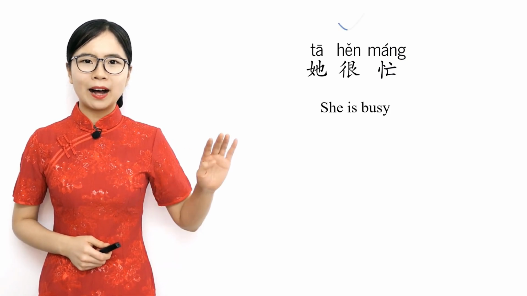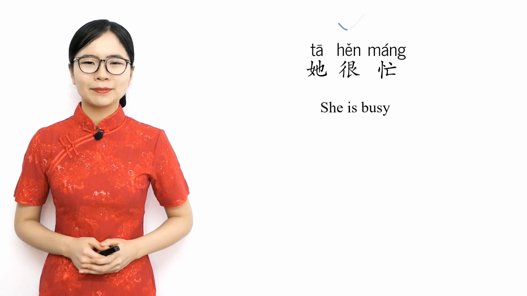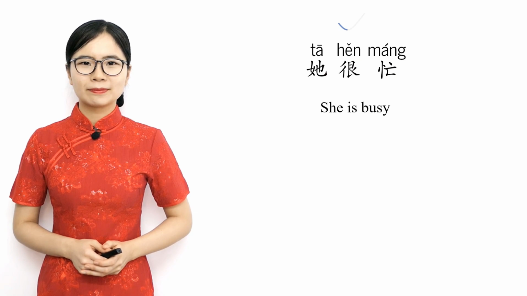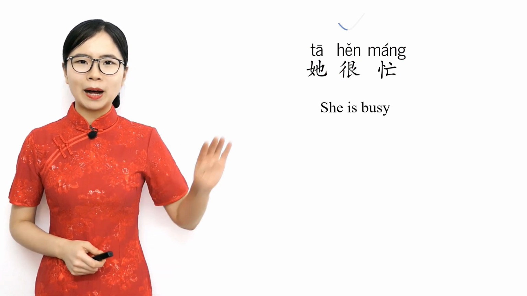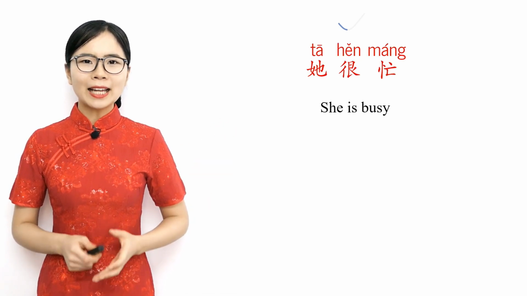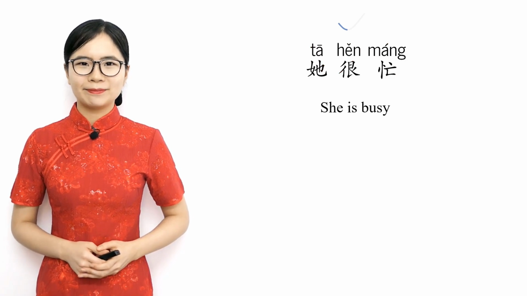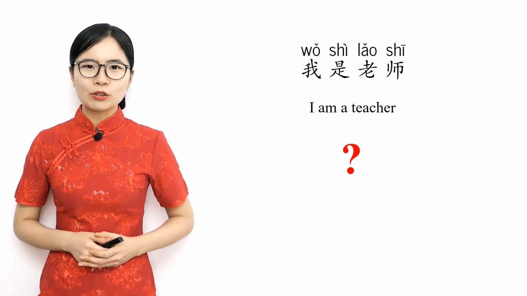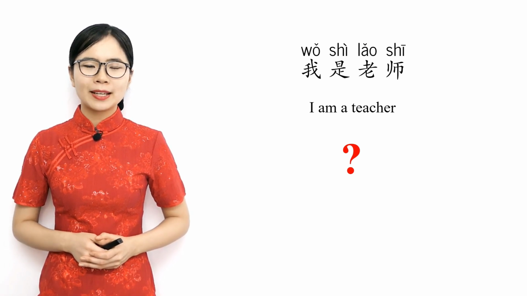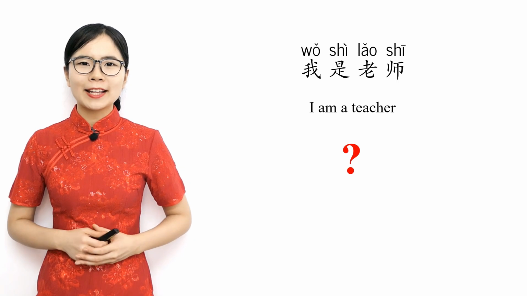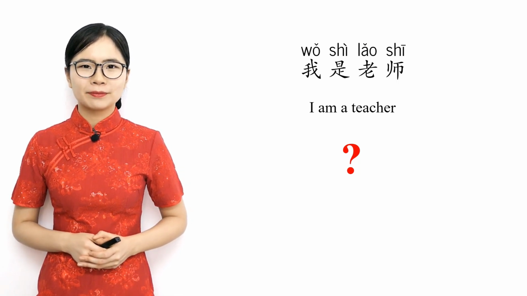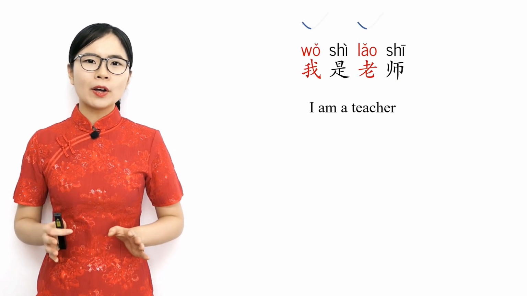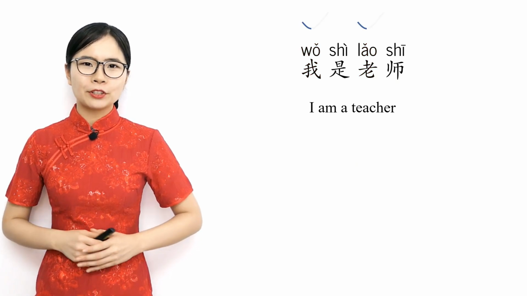她很忙. Please repeat after me. 她很忙. 她很忙. She is busy. How about the phrase 我是老师, I am a teacher? How might the third tones for 我 and 老 be pronounced? Correct. 我 and 老 could both be pronounced with the half third tone.